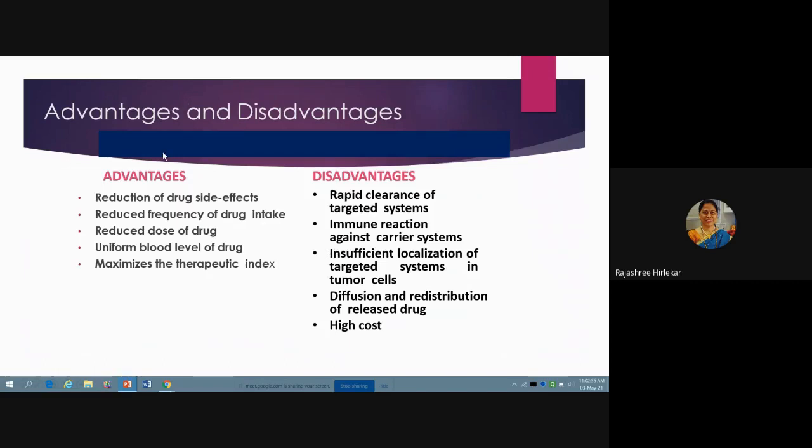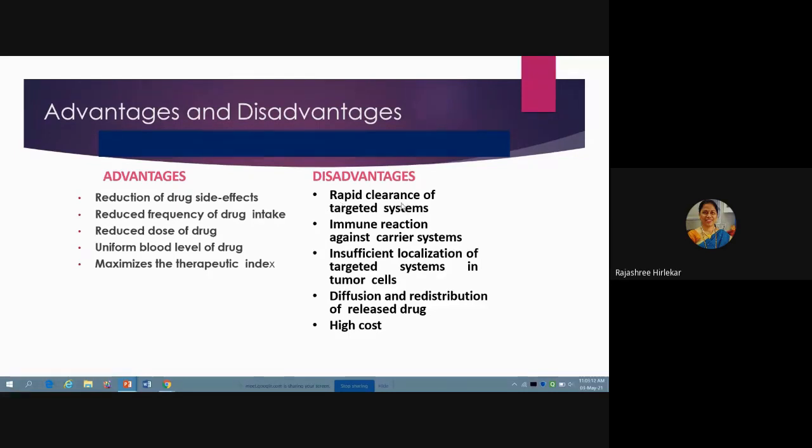Now we'll see what are the advantages and disadvantages of this system. Advantages: reduction of the side effects because the drug is confined to the target. There is a reduced frequency of the drug intake. There is a reduced dose of the drug. There will be uniform blood level of the drug, and there will be maximizing of the therapeutic index of the drug. That is, the actual dose is less than the lethal dose, so you are increasing the therapeutic index of the drug.